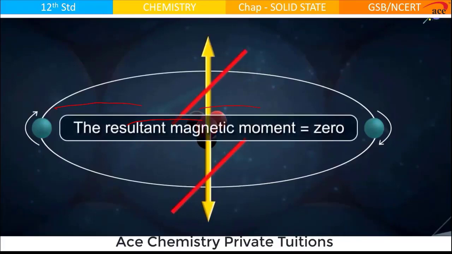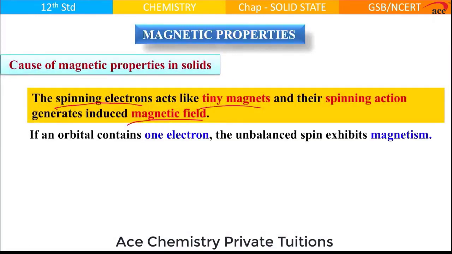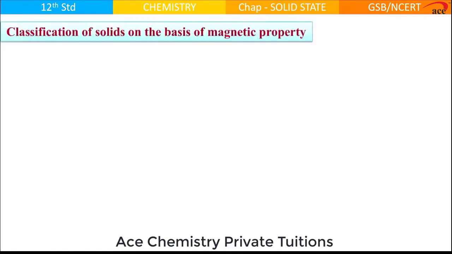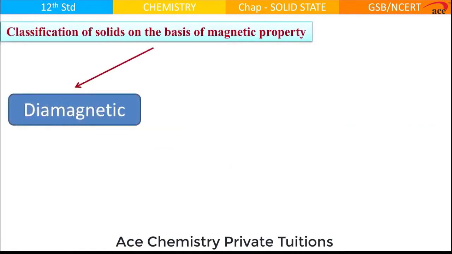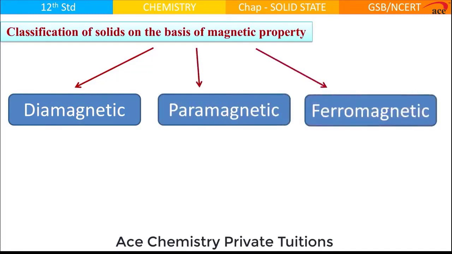Now, in any case, if the electron spin is not cancelled, if any one electron's magnetic field is not cancelled, then it exhibits magnetism. But if every electron's magnetic spin is cancelled, then it shows no magnetic property. So, to show magnetism, the spin should be unbalanced, at least of one electron. Now, based on magnetic properties, substances are mainly of 3 main types. They are diamagnetic, paramagnetic and ferromagnetic.